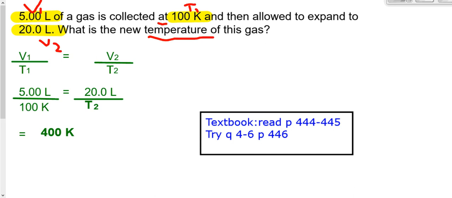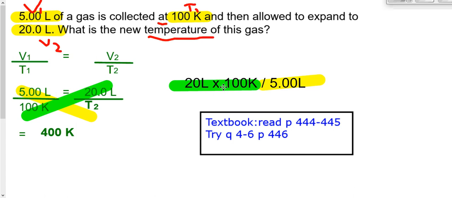Well, again, how do I do this? Well, just like the last question, find the two diagonals. Kind of look for that X that exists through the equal sign. One of them has two numbers in it. Take those two numbers and multiply them together, and then divide by the remaining number. Okay, so this is how that would look. It'd be 20 liters times 100 kelvins divided by the 5 liters. That's going to give me my T2.